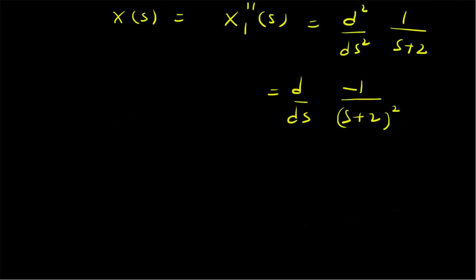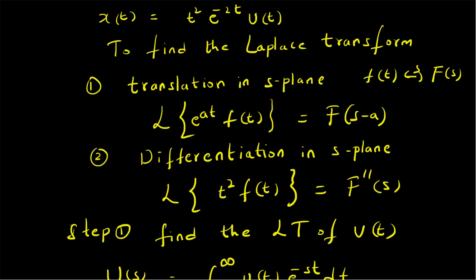And now the derivative of this function is minus of minus 2, that is minus 1 times minus 2 is 2, and 2/(s+2)³. Therefore, the Laplace transform of the given signal x(t) is 2/(s+2)³. So to summarize, we have derived the Laplace transform of the signal x(t), which is equal to t^2 e^(-2t) u(t).